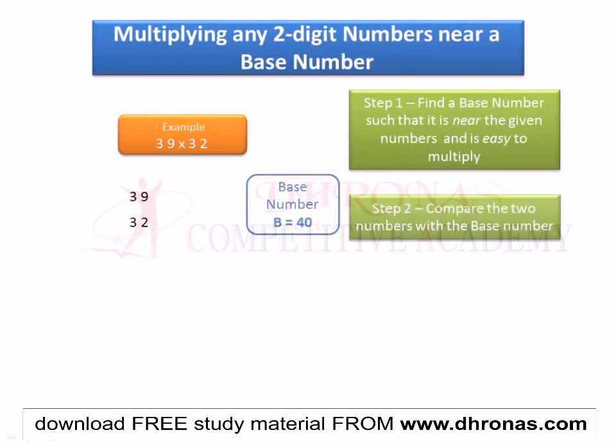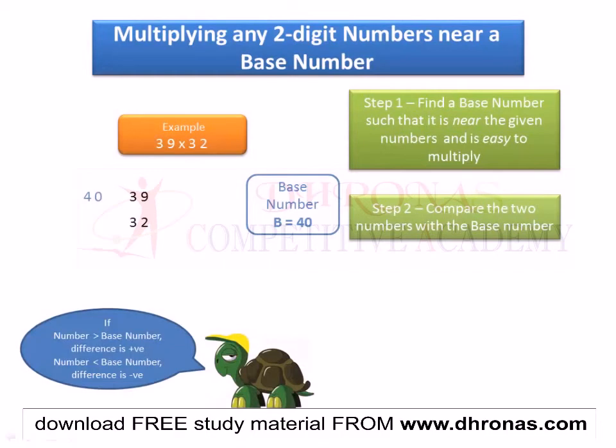The next step is to compare 39 and 32 with 40. As we can see, 39 is 1 less than 40, we put minus 1 as the difference. And 32 is 8 less than 40, so we put minus 8 as the difference.